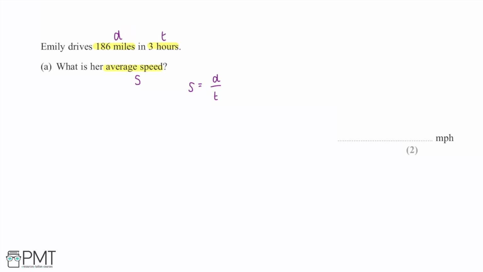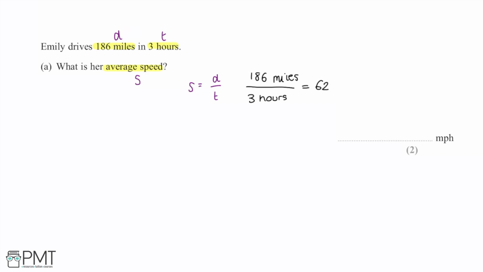Now, if I take the distance, which is 186 miles, and I'm going to put the units on just so that I can be sure that this has been calculated correctly, and then I'm going to do that over the time, which is 3 hours, and 186 divided by 3 is going to give me an answer of 62.